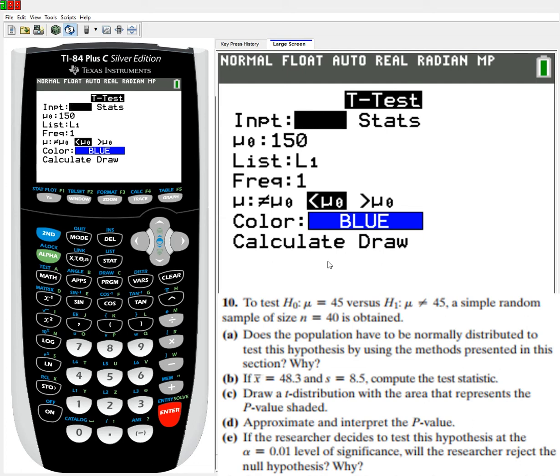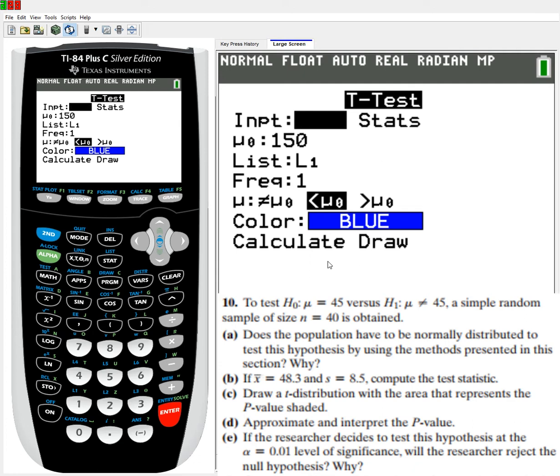C will ask us to draw the distribution with the area that represents the p-value shaded. We can do that in the calculator as well with most 84s. If not, you can always do it by hand. D says approximate and interpret the p-value. So we're going to look at the p-value and also get that from the graph. And then E says if the researcher decides to test the hypothesis at the 0.01 level of significance, will the researcher reject the null hypothesis and why?